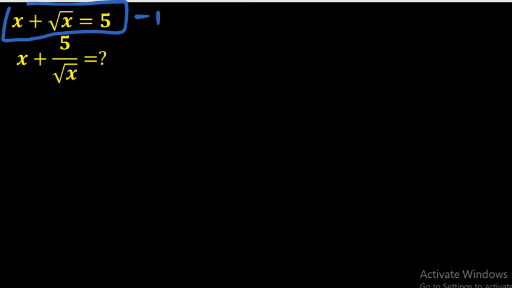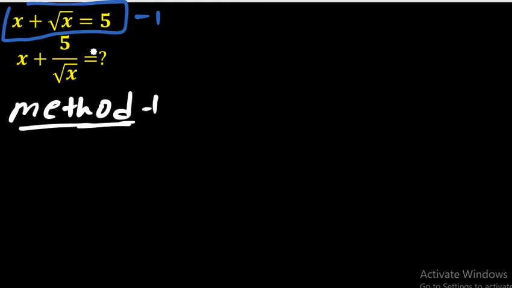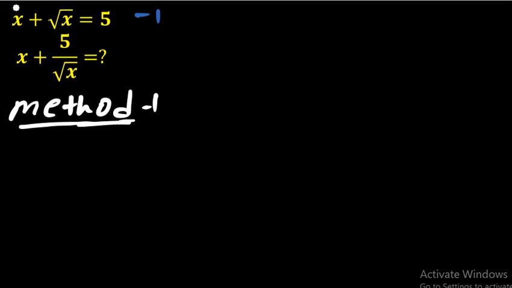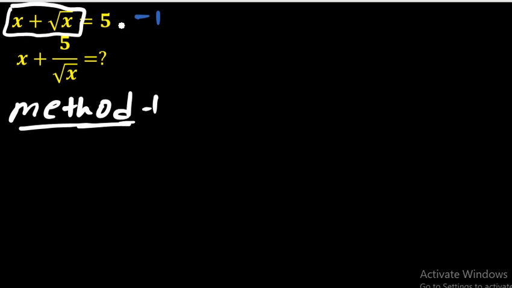We can do this in two methods. The first method is a simpler one, that is method 1. You can see what to do here. In place of 5, we can substitute x plus square root of x. This is the same as 5. Don't forget they are equal.